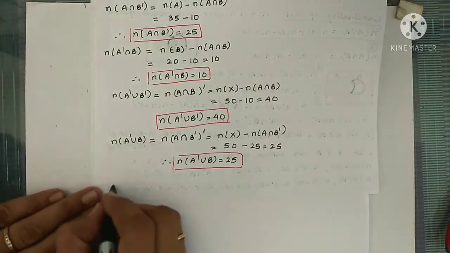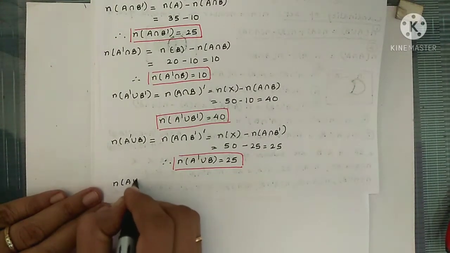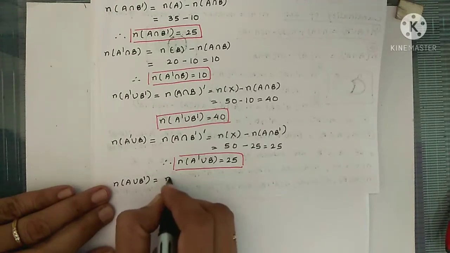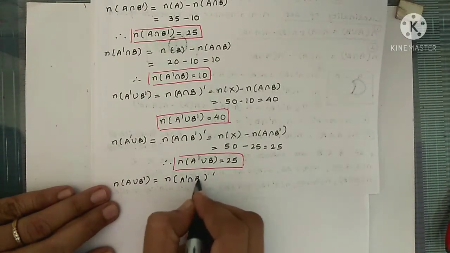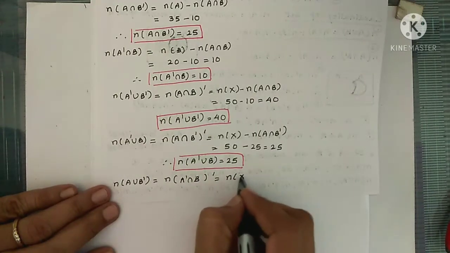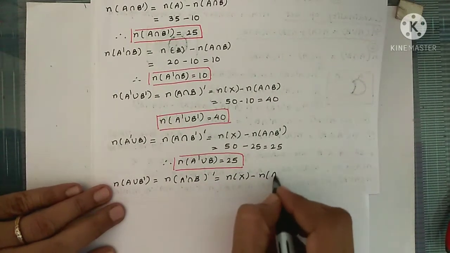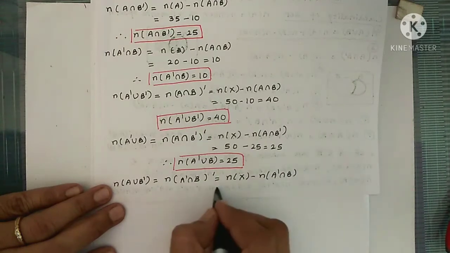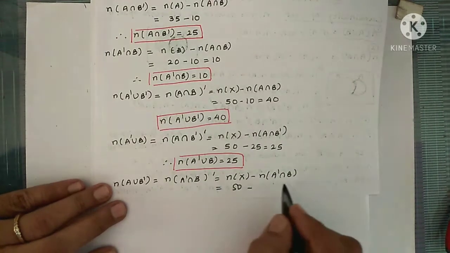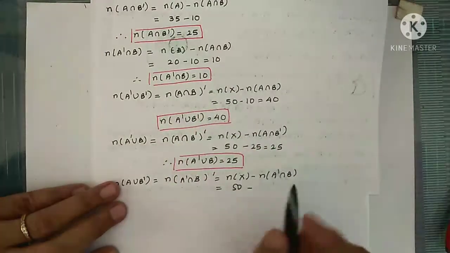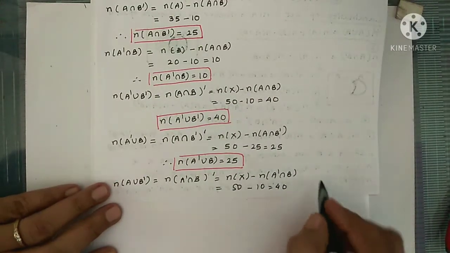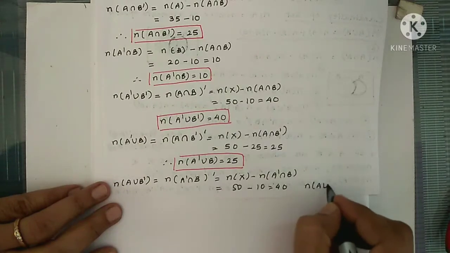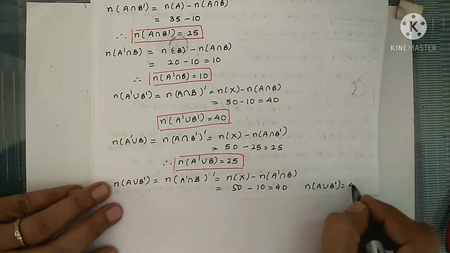And n(A ∪ B'). Use the same trick again. If we write complement here, this becomes A' ∩ B. So this is n(X) minus n(A' ∩ B). This is 50 minus 10, since A' ∩ B has 10 elements. So that is 40. So n(A ∪ B') equals 40.